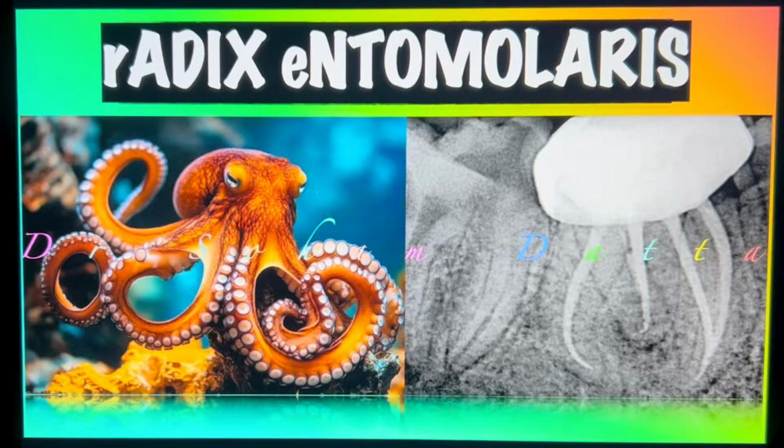is known as Radix Entomolaris, and most commonly the distolingual root is considered as the extra root in Radix Entomolaris cases. Another term is Radix Paramolaris, where the extra root is present on the mesial aspect of a lower molar. Most commonly, the mesiobuccal root is considered as the extra root that is present on the mesial aspect of the lower molar, and it is known as Radix Paramolaris. So today's discussion is on the topic of Radix Entomolaris.